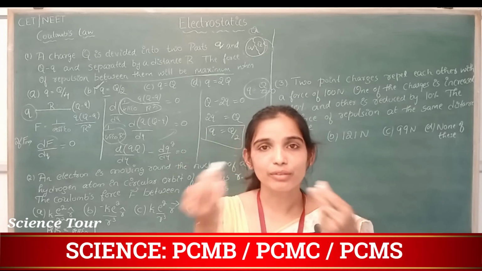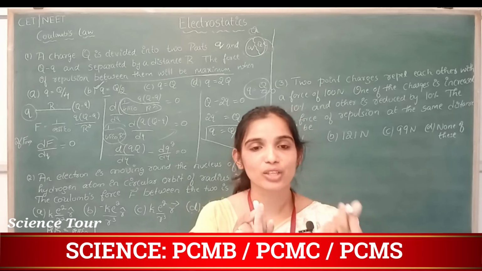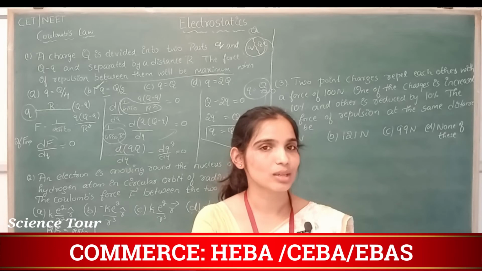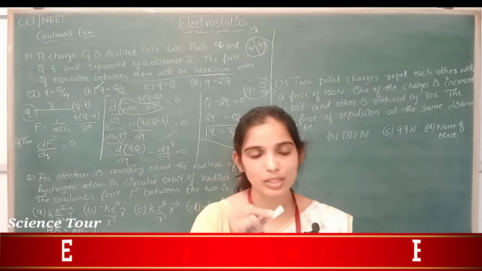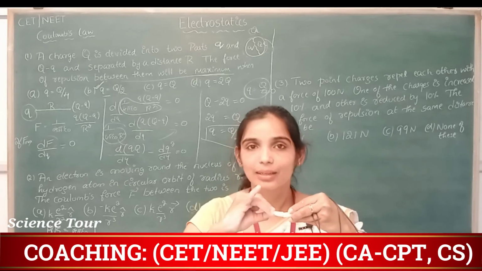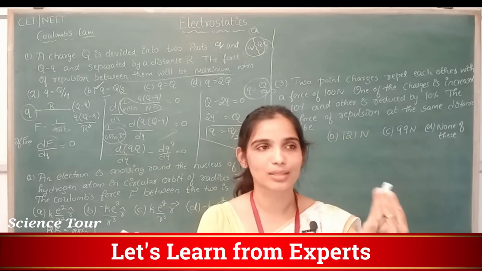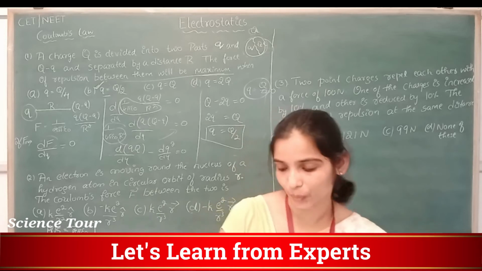What is small q? If one charge is divided into two parts, small q is the charge of one part. The force of repulsion or attraction will be maximum only if these two parts have the same charge. So what is the total charge? Capital Q. Then what should be the equal charge of the two parts? Half of it, Q by 2.